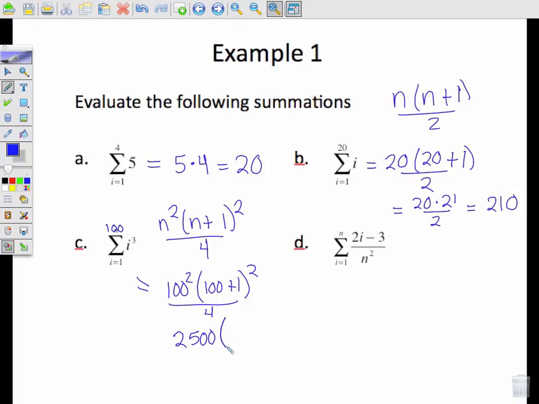100 squared divided by 4 is 2,500 times 101 squared. Evaluate that and you get 25,502,500. So this is how the summation formulas work. You're going to do some substitutions.